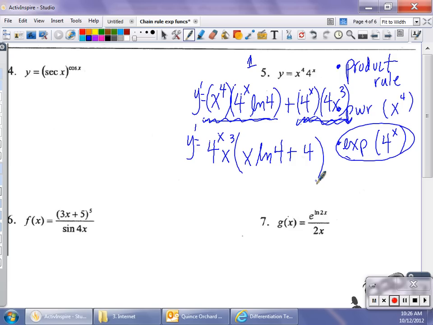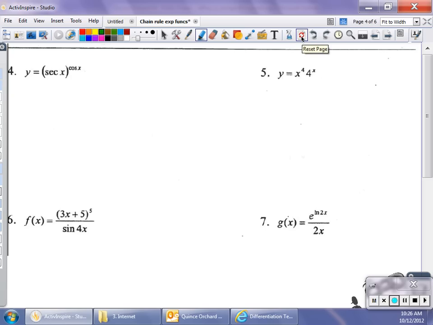So within that problem, I'll highlight for you where we used the new rule that we just learned, the derivative of an exponential function. It's right in there in the midst of the product rule. Now I'd like to take a look at problem number 4, and then I'll probably just talk about problems 6 and 7. Let me clear the board here.